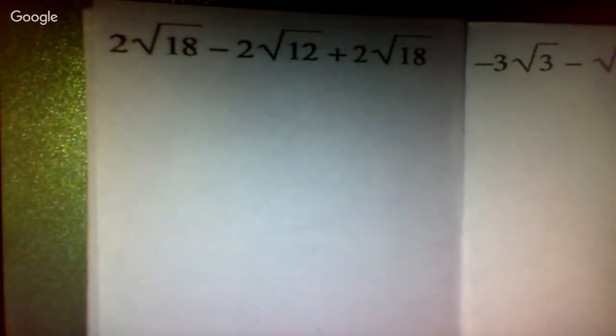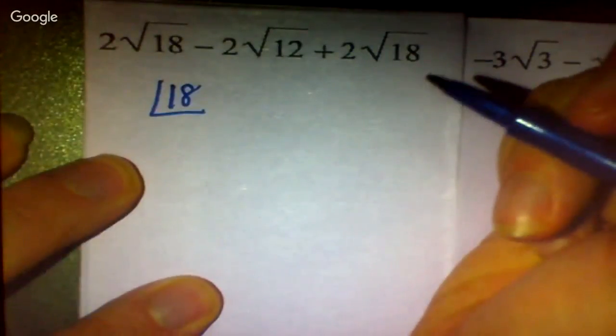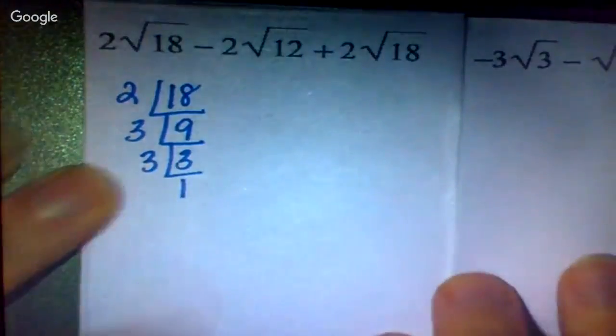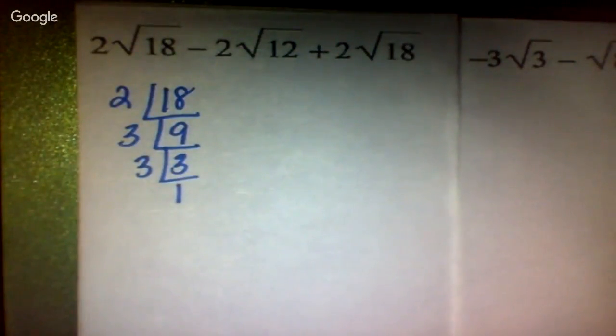Okay. Is 18 prime? No. Is 12 prime? No. So we're going to have to break down all of these. Okay. Watch, though. When you break down 18, I can use it for the first one and the last one all at the same time. So we're going to break down 18 into... What goes into 18? 2 and 9, 3 and 1. Perfect. I'm doing square roots, so I'm grouping in 2s.